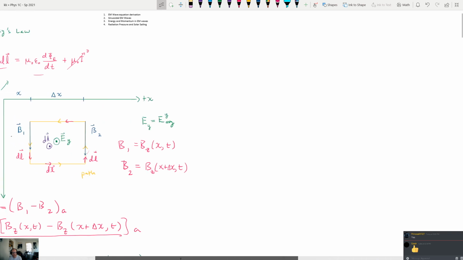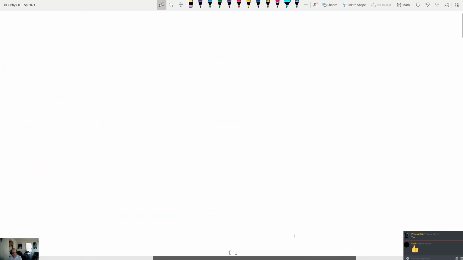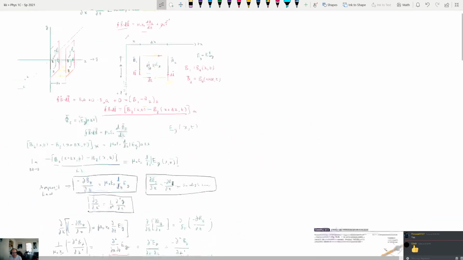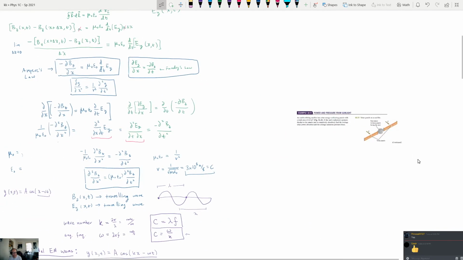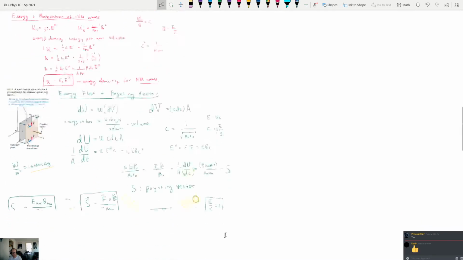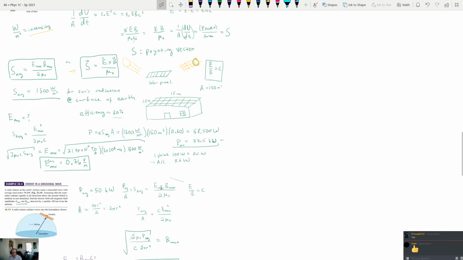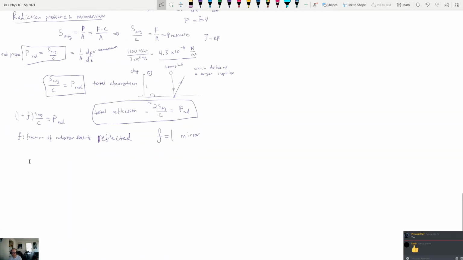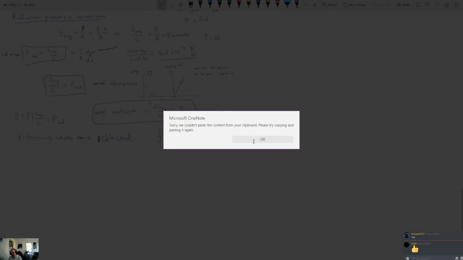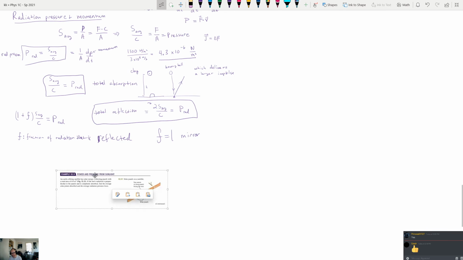Where did it go? There it is. There we go. All right. So one of the applications of radiation pressure is something that's called solar sailing. Is it really not going to let me just click? There we go. Yeah, you can't paste it. I get it. All right.